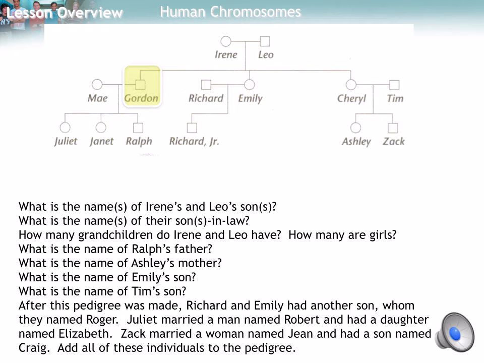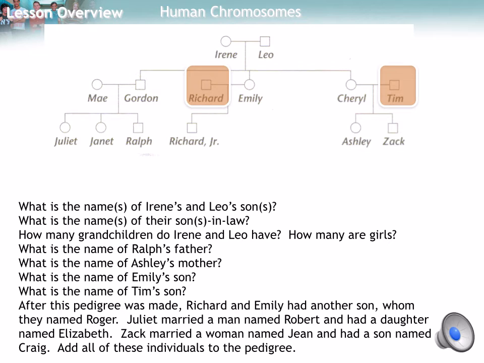The next question is, what is the name or names of their sons-in-law? So if you see Emily, their daughter, and Cheryl, their other daughter, they're married to two individuals. Emily is married to Richard, and Cheryl is married to Tim. And you know that they're not Irene and Leo's actual sons, they're sons-in-law, because they're not connected to the vertical line between Irene and Leo. They are married to Emily and Cheryl because you see that horizontal line, that line that goes from left to right.